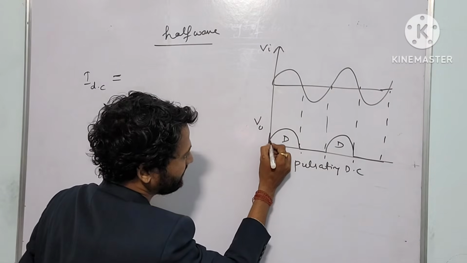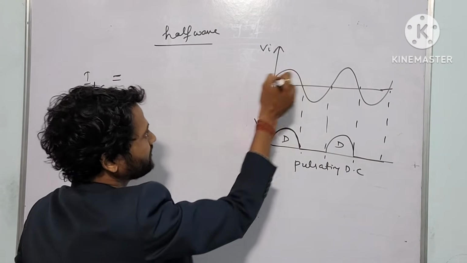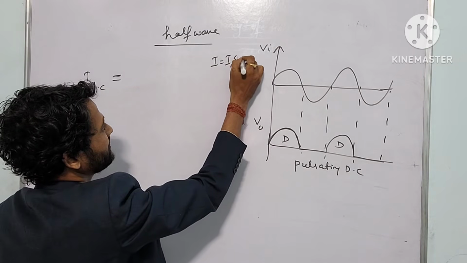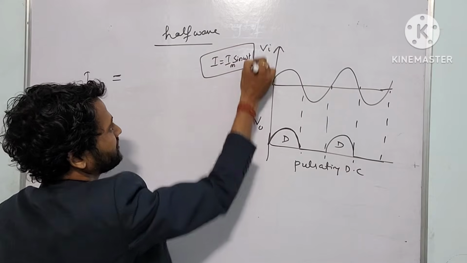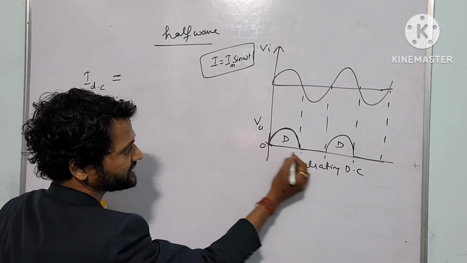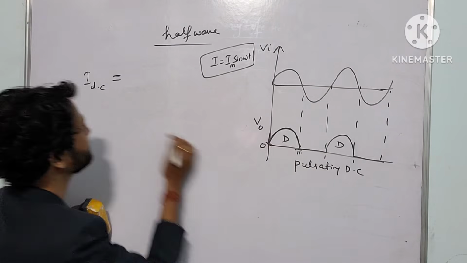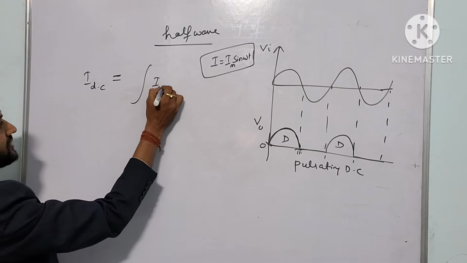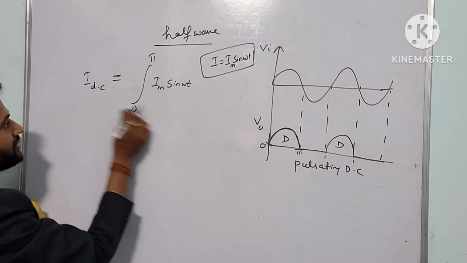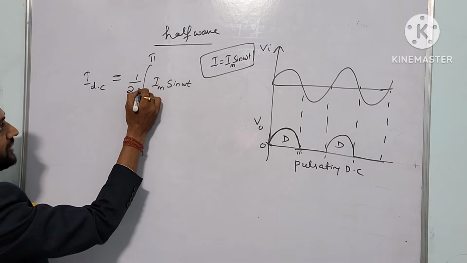So we have to integrate this function. What is the input voltage? What is the equation of input current? I is equal to Im sin omega t. That is the standard equation, right? To find out IDC, we have to integrate this function from 0 to pi, right? And to get the mean, we have to divide by 2 pi.